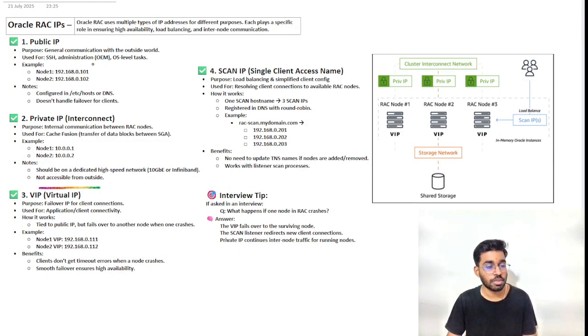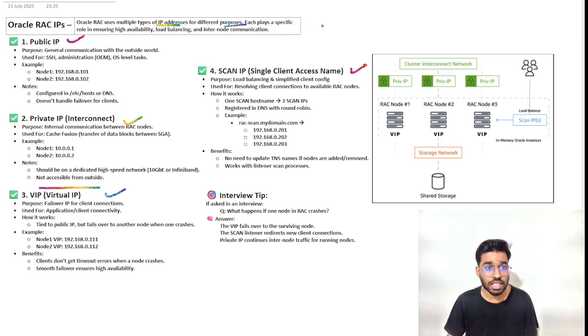Today we are going to discuss the RAC IPs in Oracle. We have different types of IPs in our RAC, and we are going to discuss all of them today. Oracle RAC uses multiple types of IP addresses, and they have different purposes. Let's see what the purpose of each of these IPs is.